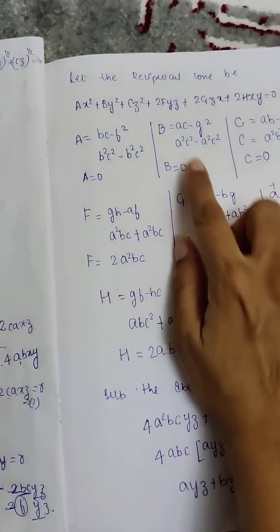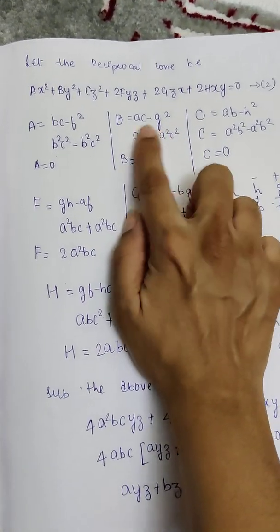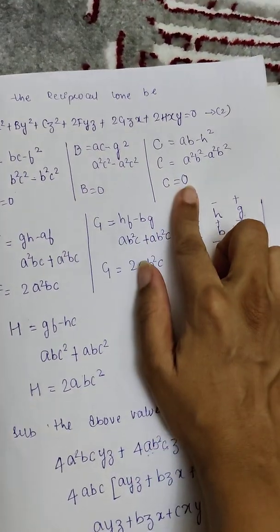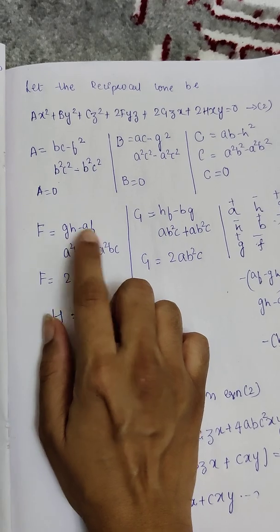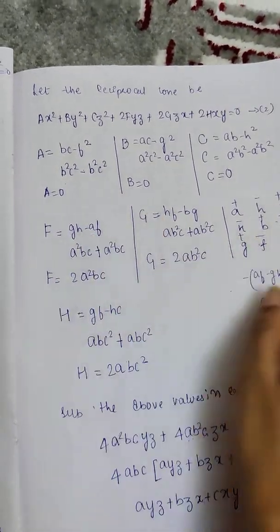Similarly, if you're going to plug in AC minus G square, if you see from here and plug in, it's going to be 0. Similarly, C is going to be 0. How did you obtain your capital F? Capital F formula is what? GH minus AF. Let me do it for this.